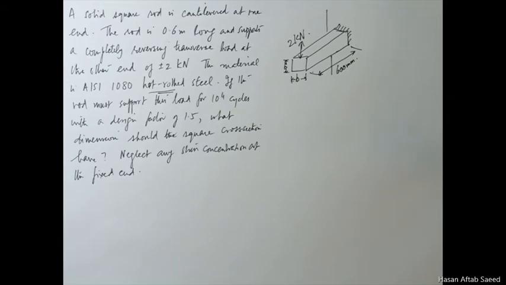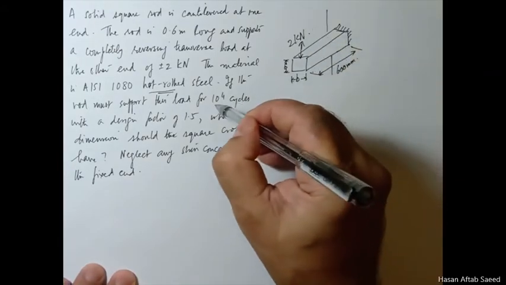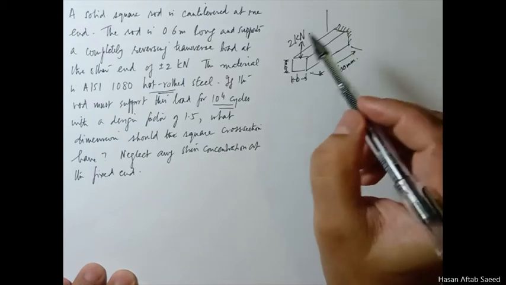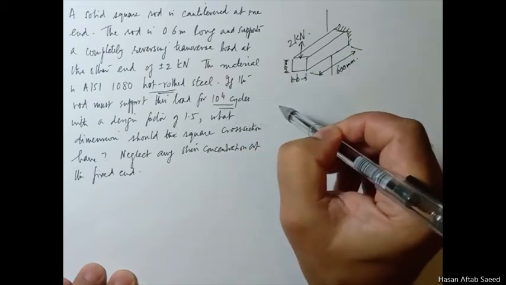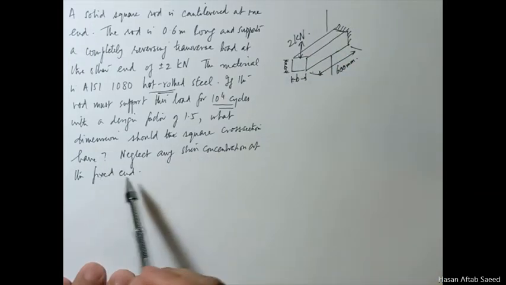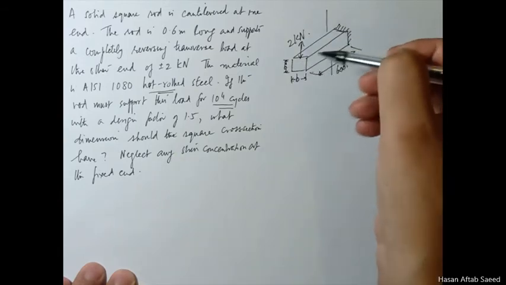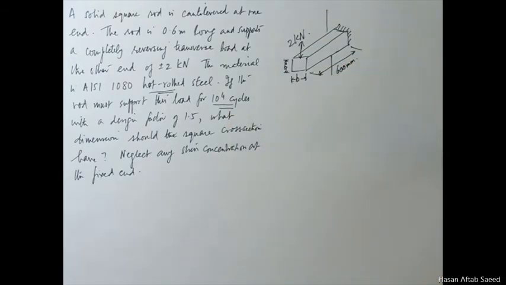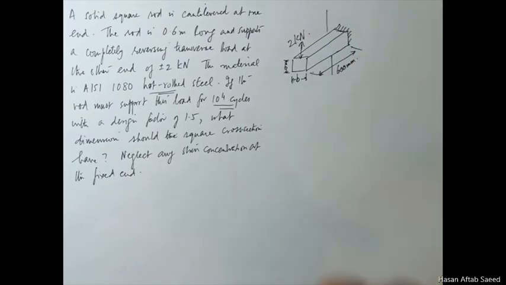You need to find out the value of B so that for 10 raised to the power 4 cycles, it has a design factor of 1.5. So it must reach the value of 10 raised to the power 4 cycles for this kind of loading. So you need to find out the value of B. What dimension should the square section have? Neglect any stress concentration at the fixed end. Here, you are told you need not worry about the stress concentration here. But if it is not said, then you'll be given some values of R here, and then you can do like we did in the last question. So here it is easier for us. We just can ignore the stress concentration, and if you ignore stress concentration, you need not worry about the notch sensitivity either. So let's start the problem again.